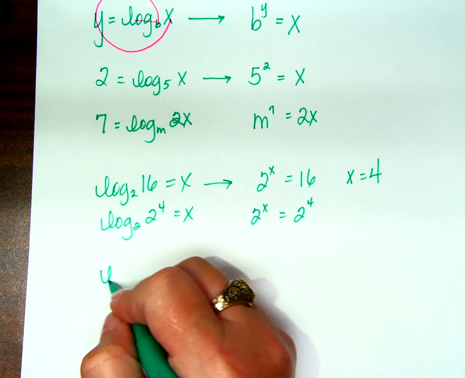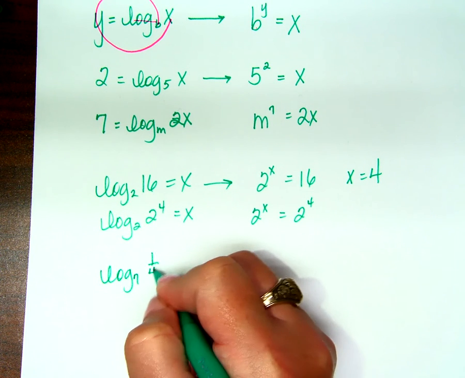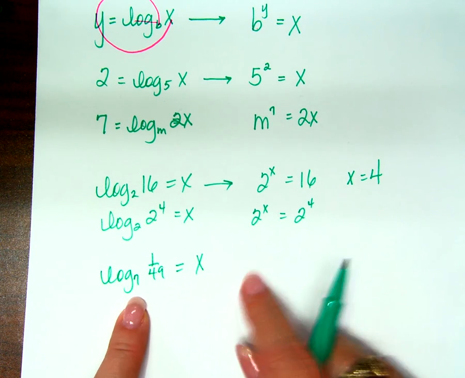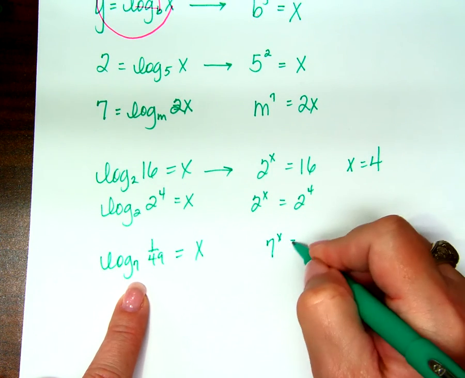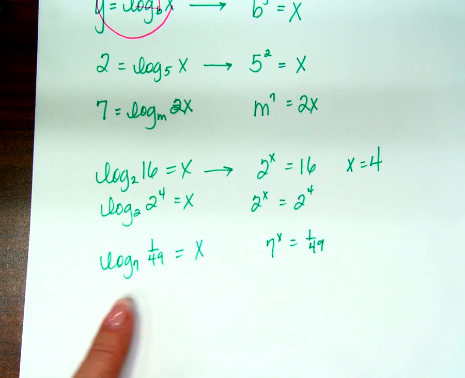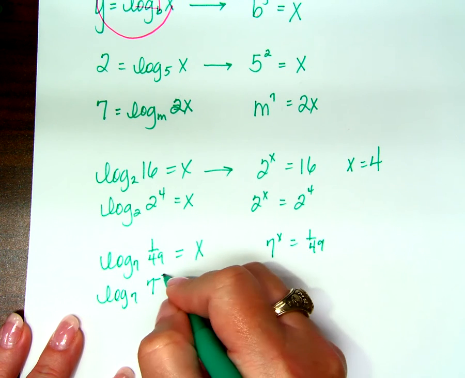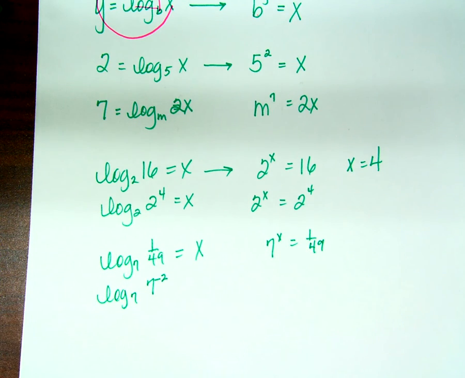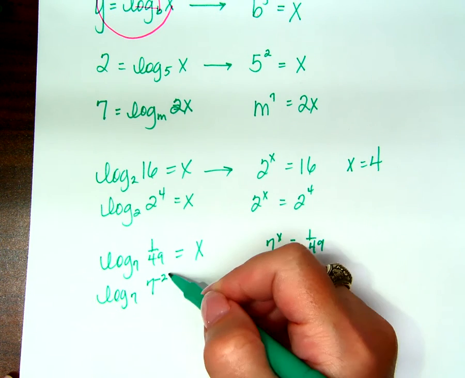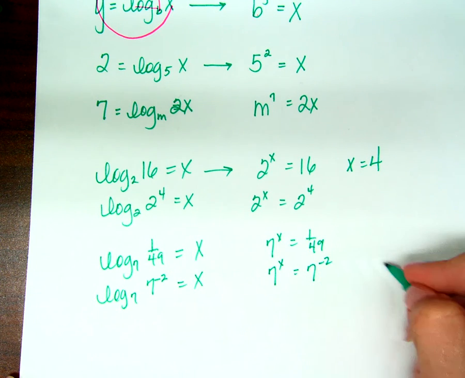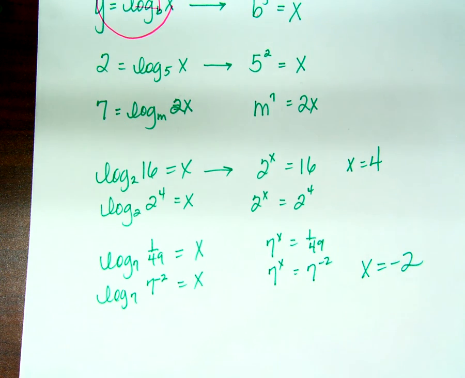Okay, log base 7 of 1 over 49. Well, I could rewrite that in exponential form, which would be 7 to the x power equals 1 over 49. That's not always easy to see for some people, but if you'll remember, we write 49 as 7 squared, right? But if I put it just in negative exponents, that's 7 to the negative 2 power. Again, I can see that 7 to the x power equals 7 to the negative 2 power, and I can tell that the answer is negative 2. Okay?